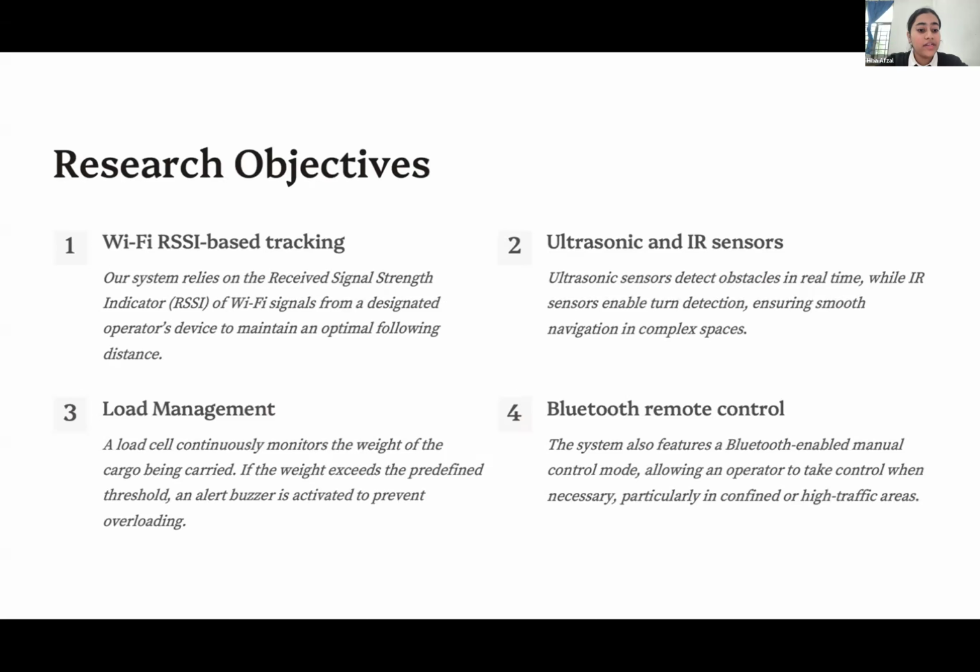Load management. We have included a load cell that continuously monitors and measures the weight of the cargo being carried. If the weight exceeds the predefined threshold, an alert buzzer is activated to prevent overloading. The fourth research objective is Bluetooth remote control. This system also features a Bluetooth-enabled manual control mode, allowing an operator to take control when necessary, particularly in confined or high-traffic areas where RSSI values are not that good to rely on.